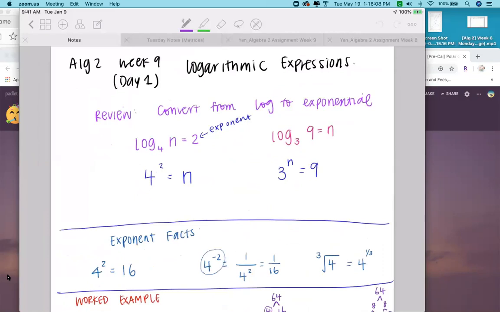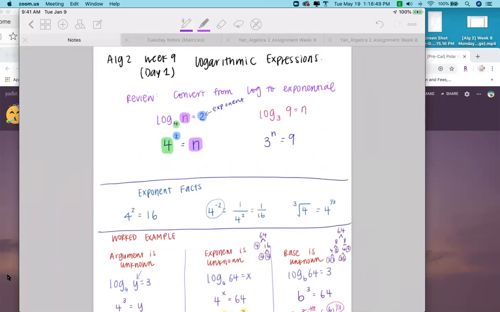we started off with a review, which is how do we convert from log to exponents? Remember, if this is my base, I rewrite my base as my big number. And whatever's on the other side from the log goes to the exponents. And then your argument, which is your n, will be whatever the result is. Okay, so it's the base to the exponent equal to the argument. And same thing to the other one.